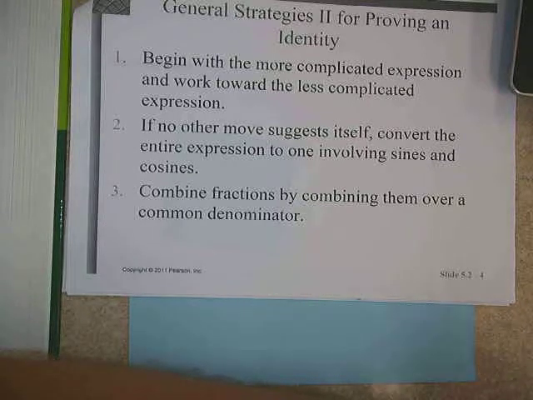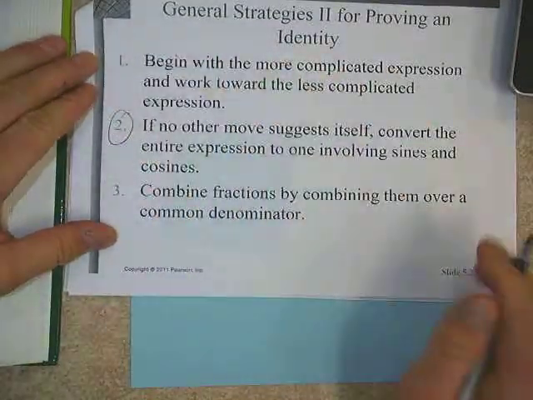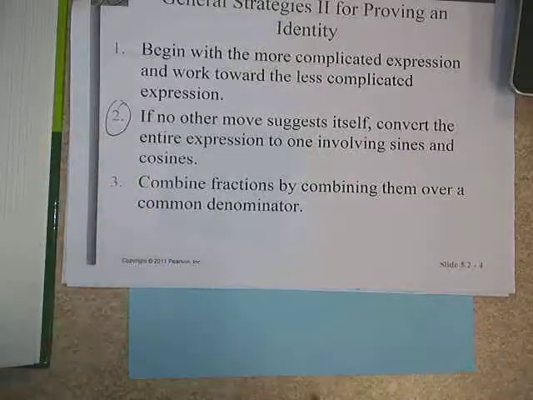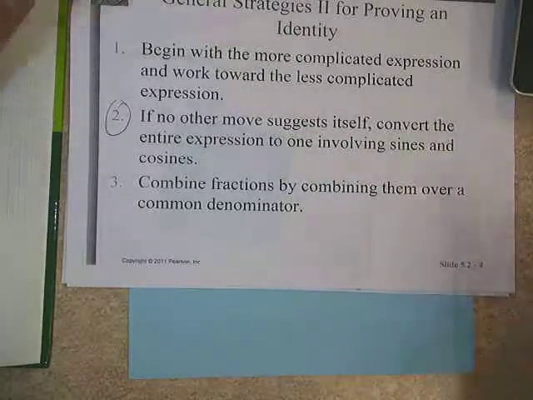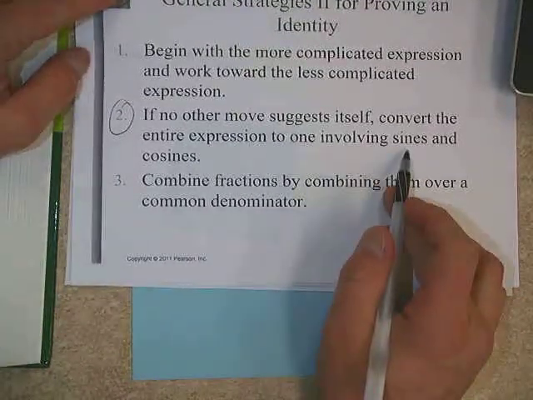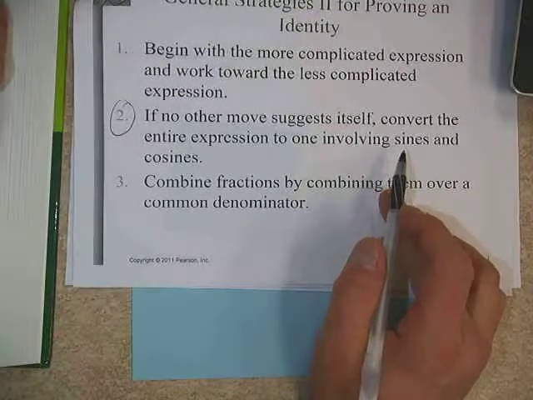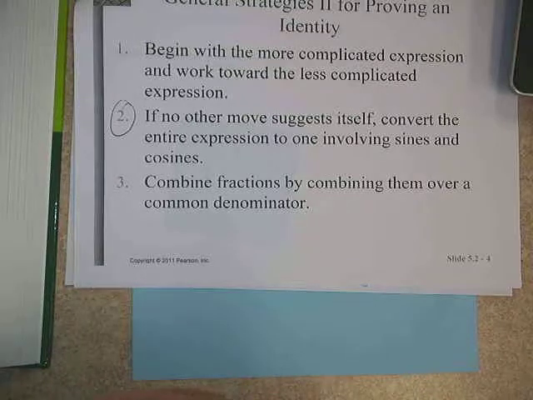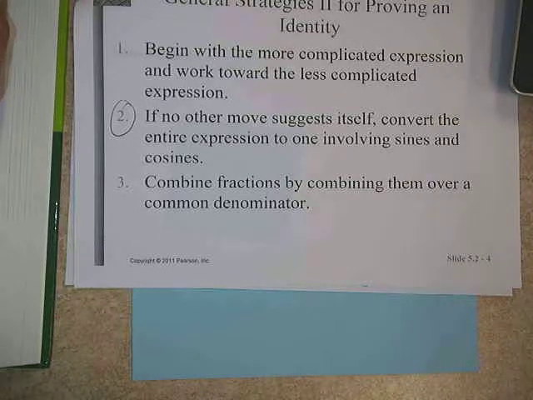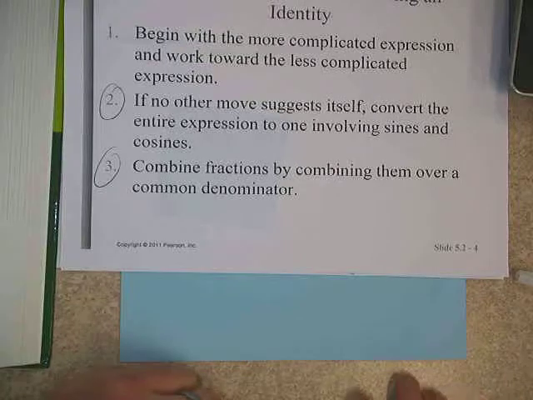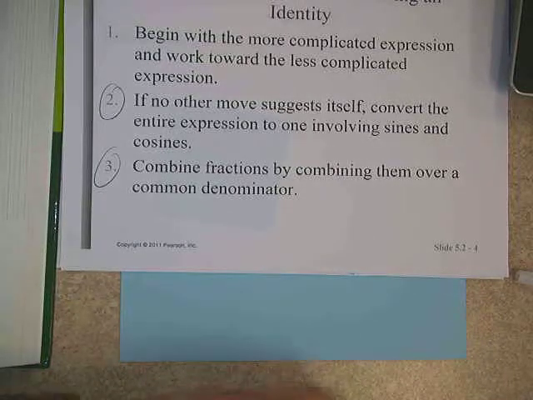Okay. Number 2, if no other move suggests itself, convert the entire expression to one involving sines and cosines. We're going to spend most of our time on identities that have to do with trig functions. So this right here, I'm going to put a circle around it, very important. If nothing else seems to be reasonable, if you don't see any other identities that might work to transform anything or any fractions to put together, etc., then one step that's usually worthwhile is to change things in terms of sine and cosine. So if you have any tangents, secants, cosecants, cotangents, change them to their cosine and sine equivalents. So in other words, replace tangent x with sine x over cosine x. Something like that. That might do you some good.